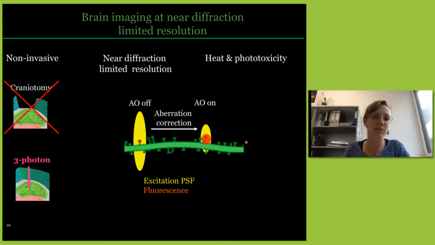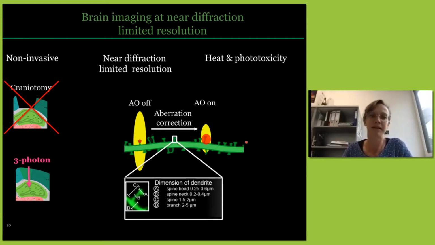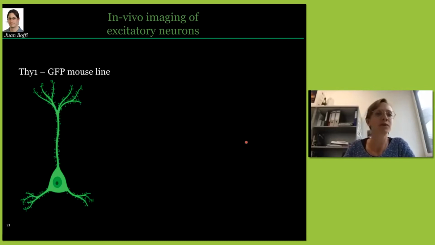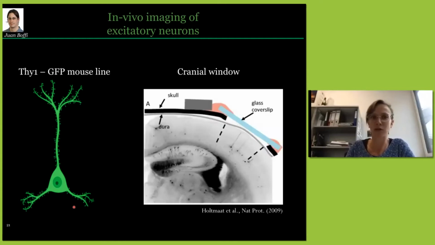And to establish adaptive optics correction and to evaluate the correction efficiency in vivo, we needed a resolution target deep inside the brain. Spines are an ideal resolution target, which are small structures of submicron size. For our experiments, we're using a Thy1-GFP mouse line, which has pyramidal or excitatory neurons labeled with GFP. To obtain optical access to the brain, we use a cranial window preparation, and surgeries are done by Juan, a postdoc in our lab, where we remove a part of the skull and replace it with a cover slip.